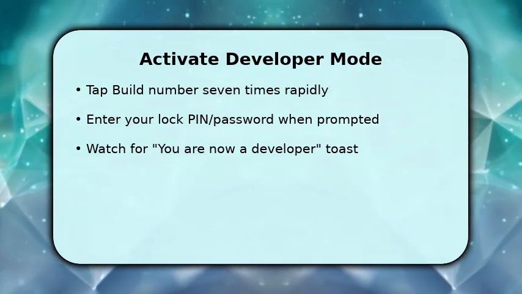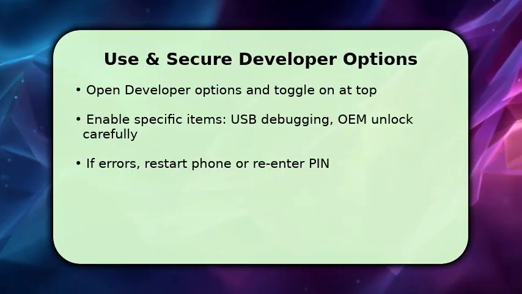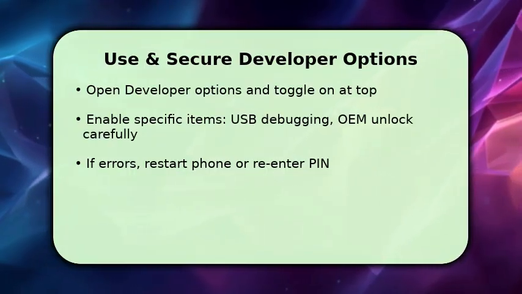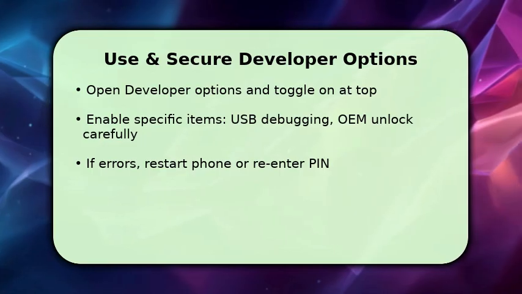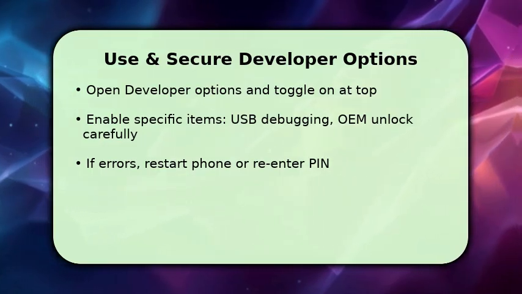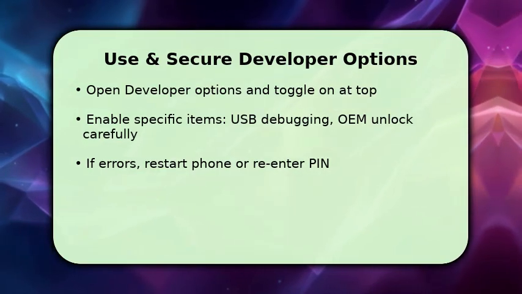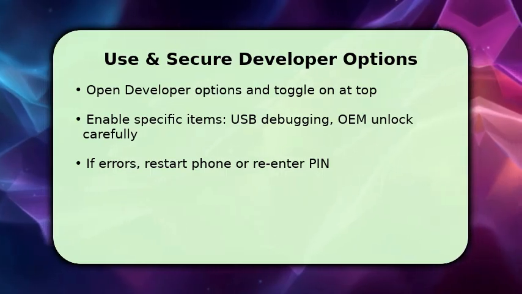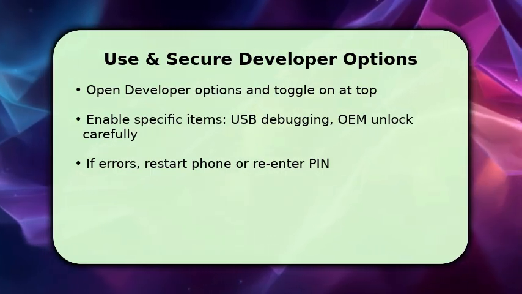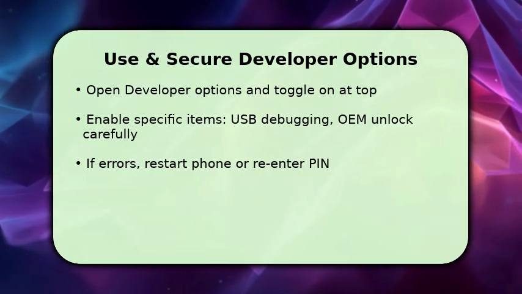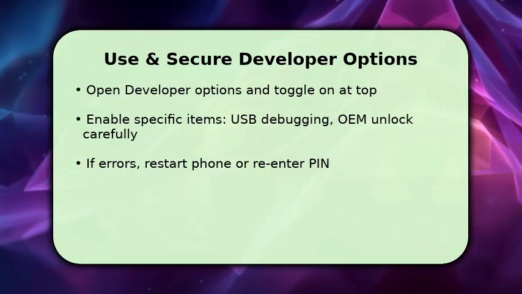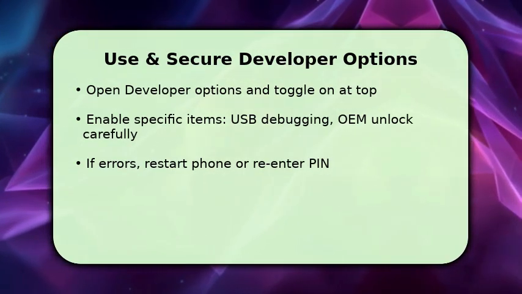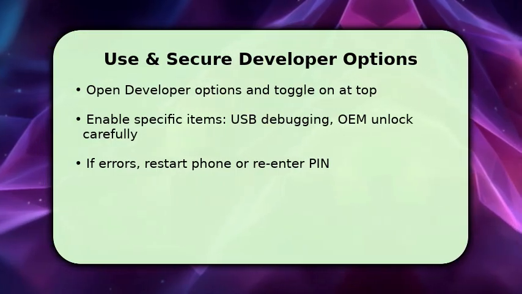Open Settings, go to System or Additional Settings, and tap Developer Options. Switch it on using the top toggle. Enable only what you need. Common choices are USB debugging for ADB and disable animations for faster UI testing. Avoid OEM unlock unless you understand bootloader risks. Once done, back out and reconnect cables or tools to verify functionality.